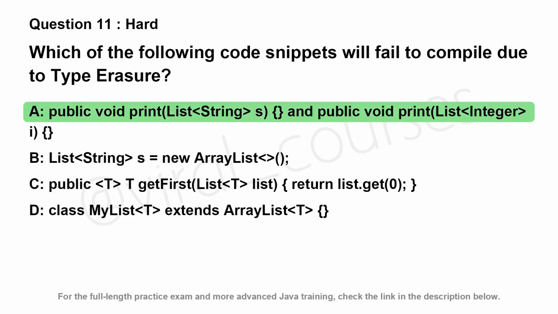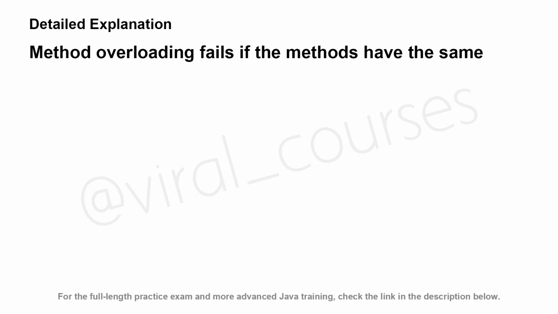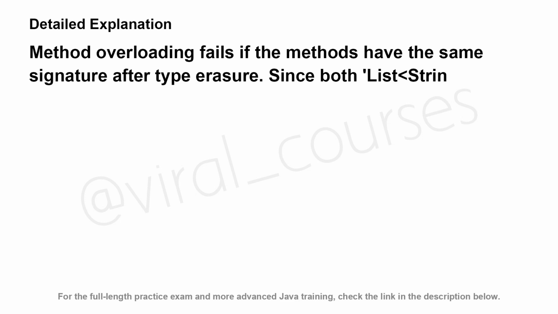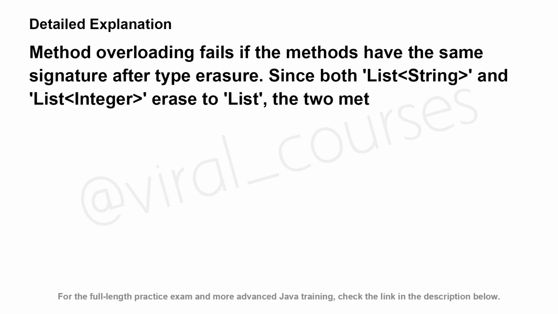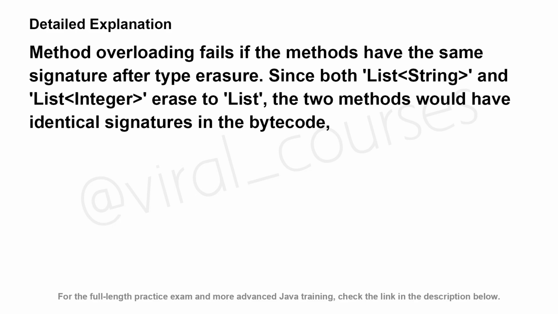The correct answer is A. Method overloading fails if the methods have the same signature after type erasure. Since both List<String> and List<Integer> erase to List, the two methods would have identical signatures in the bytecode, causing a compiler error.